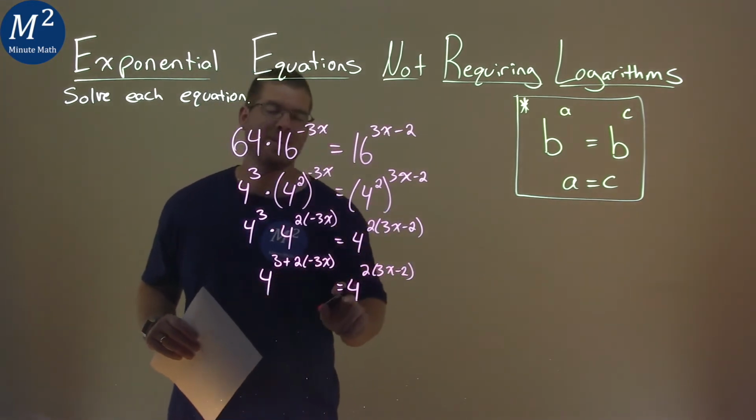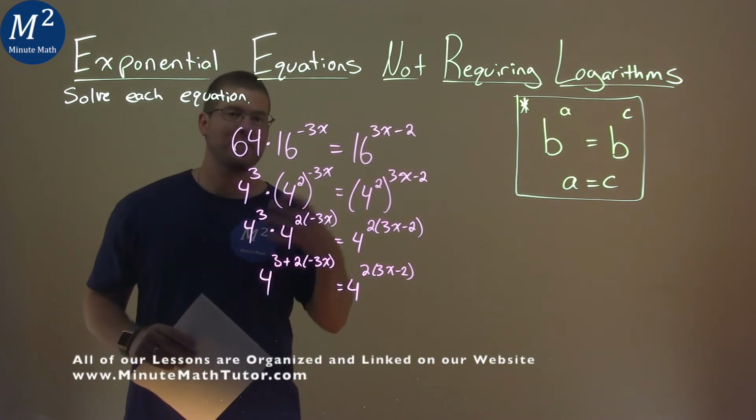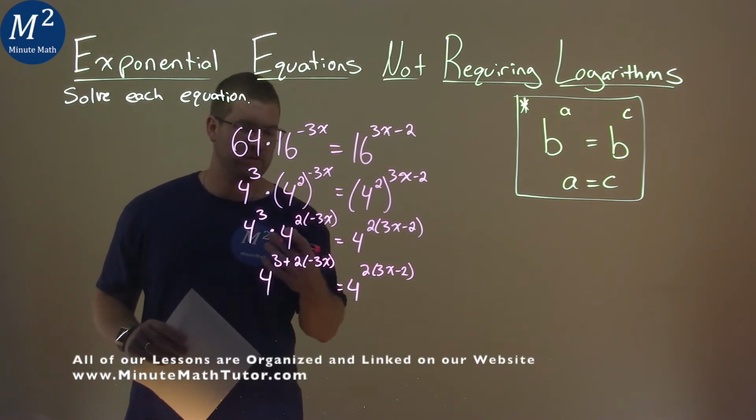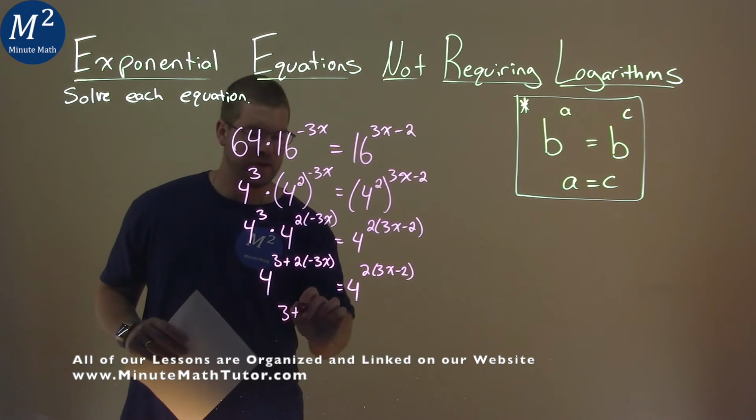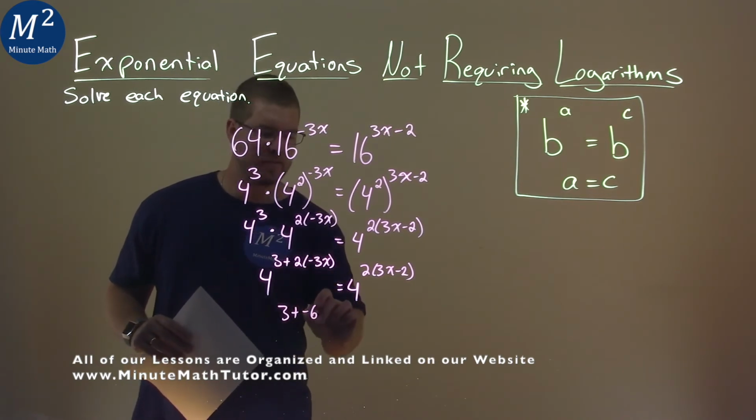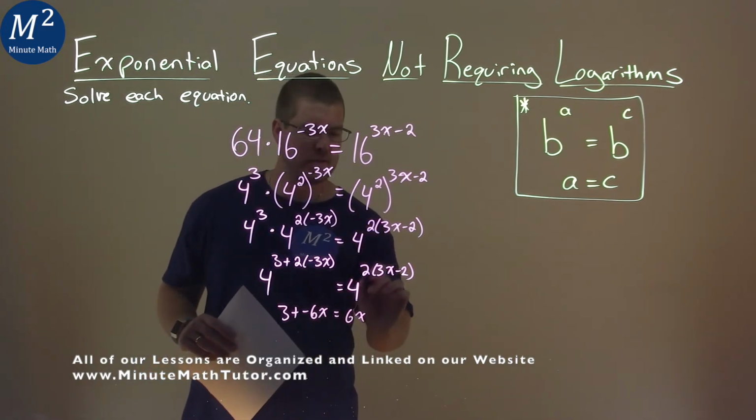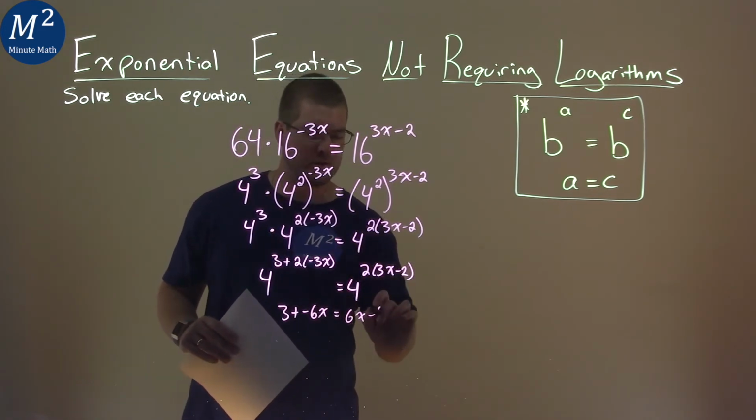We now have the same base of 4 on each side of the equal sign, so we can set the exponents equal to each other, and then we solve. So we have 3 plus 2 times the negative 3x, let's get that out of the way, it's a negative 6x here. And then 2 times the 3x is a 6x, and 2 times the negative 2 is a minus 4.